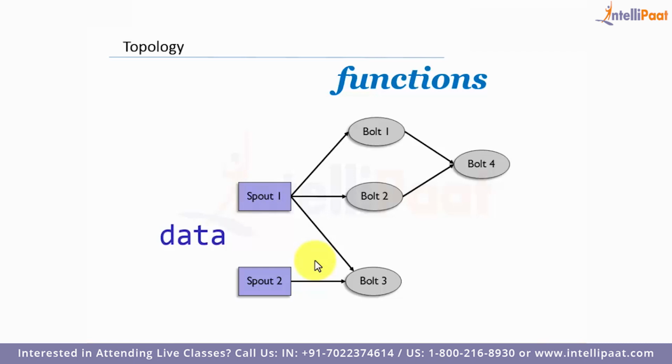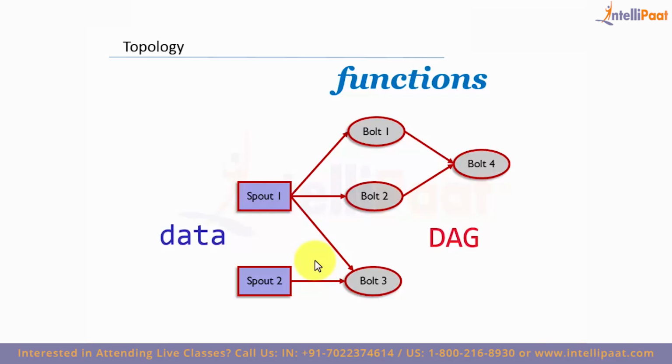We can call bolts the functions which are applied on the incoming data. The collection of spouts and bolts forms a DAG, or what we call a directed acyclic graph. A directed acyclic graph is a combination of multiple events running in serial or parallel as the business logic demands. Also, multiple modules from this DAG can be connected to each other to satisfy the business need.